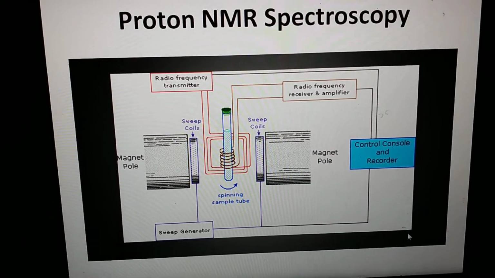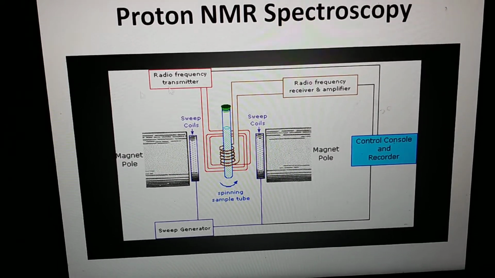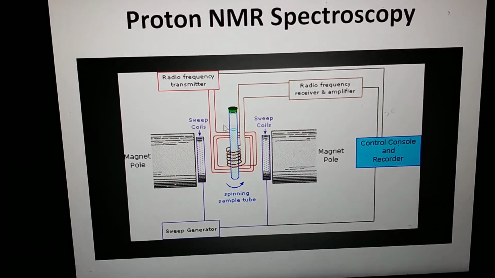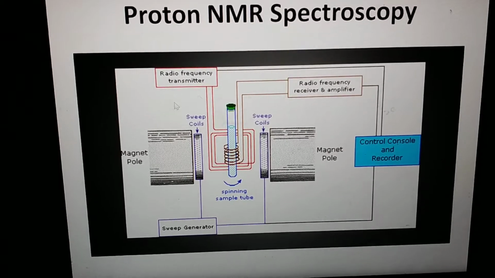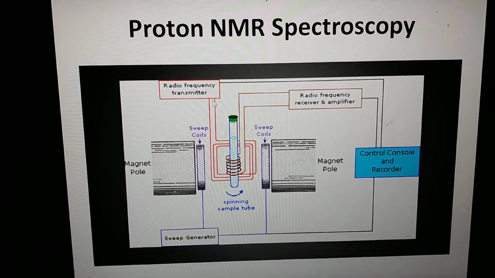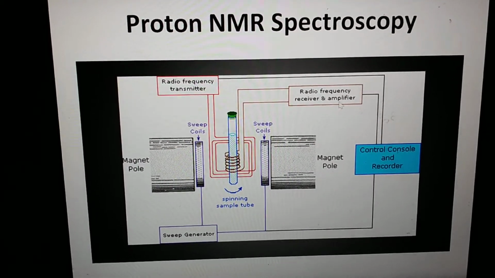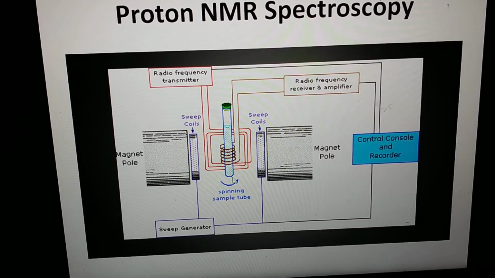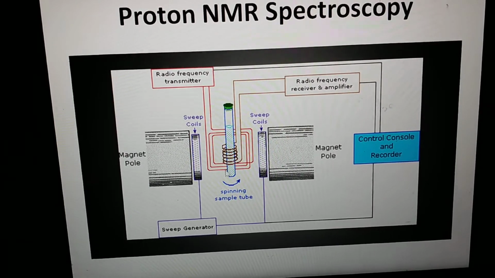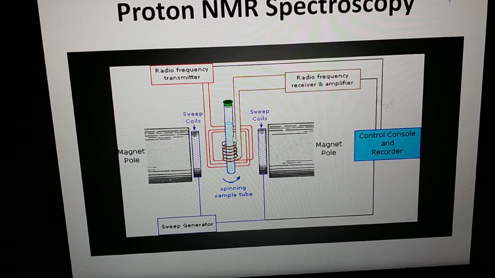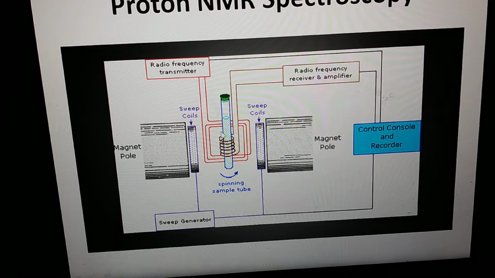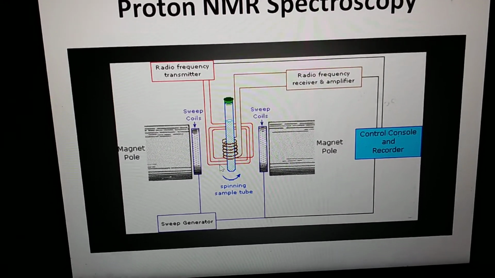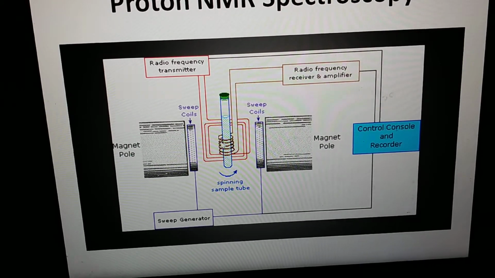This is the picture taken from inside the NMR spectrometer. If you see, the radio frequency transmitter, and the radio frequency receiver and amplifier are attached from this part. This is the NMR tube. Inside the NMR tube, your NMR solvent and your sample are present, dissolved in that solvent. All the solvent is needed in deuterated form, because the deuterated form will not interact with your sample.